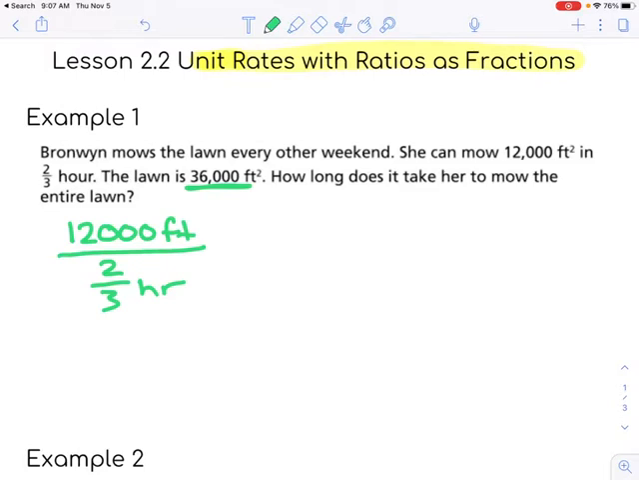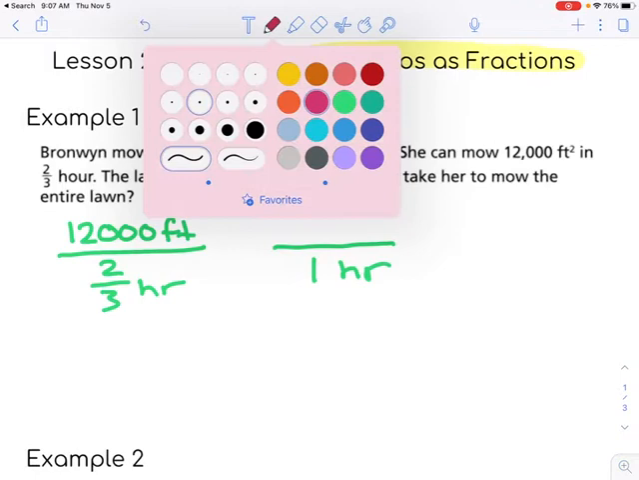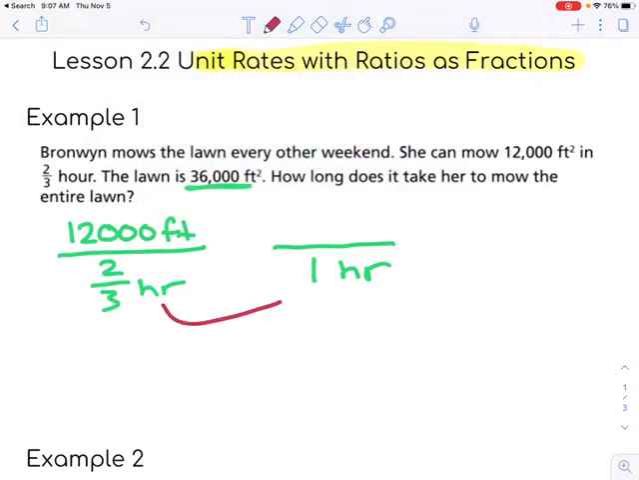So first things first, I want to find my unit rate. I want to figure out how much of her lawn she can mow in just 1 hour, because then I can figure out how long it's going to take us to mow 36,000 feet. So just like with unit rates, if we're going from 2/3, we want to find our unit rate, we need to divide. So we need to divide by 2/3 here.